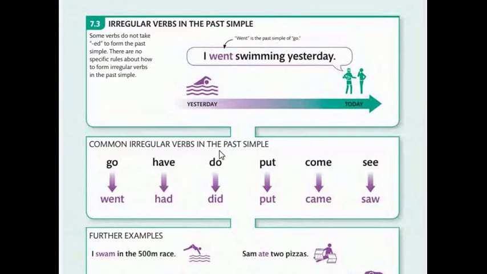Common irregular verbs in the past. We need to know them. Go, went. Have, had. Do, did. Put, put. Come, came. See, saw.